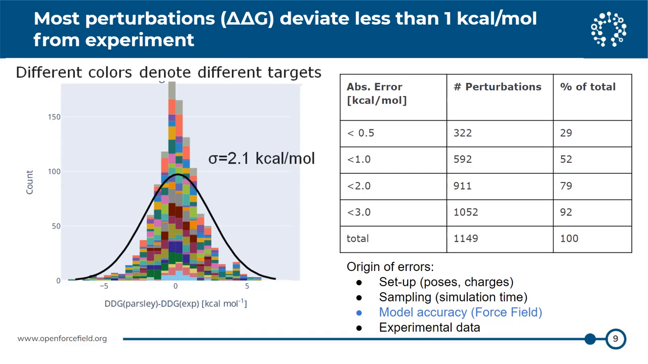But we are interested to learn from these results where there might be problematic parameters, or what the problems are leading to these deviations. Basically we have four possible origins of errors: the setup, meaning the starting structures, for example, or the charges or charged states in protein and ligands; then the sampling; the model accuracy, so the force field; and finally the experimental data could also be wrong or not suitable for comparison to calculations.